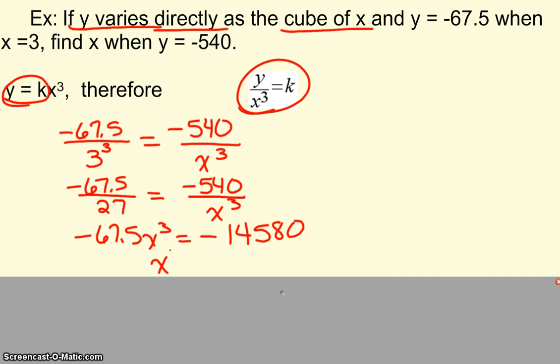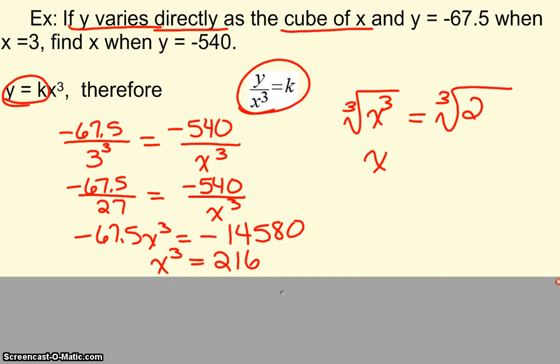So x cubed equals 216. In order to get this answer, we need to take the cube root of both sides. The cube root of x cubed is x, and the cube root of 216 is 6. This concludes the podcast on direct variation.